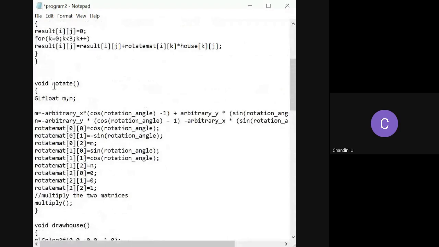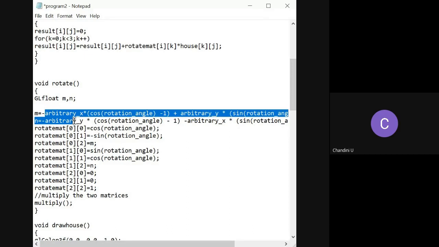Okay, so here it is, void rotate. Within the rotate function you have two things, m and n. So this m and n is nothing but the equation of your arbitrary coordinates xr and yr. Anyhow, for now we will skip this because we don't have any fixed points there. Obviously it will move to 0.